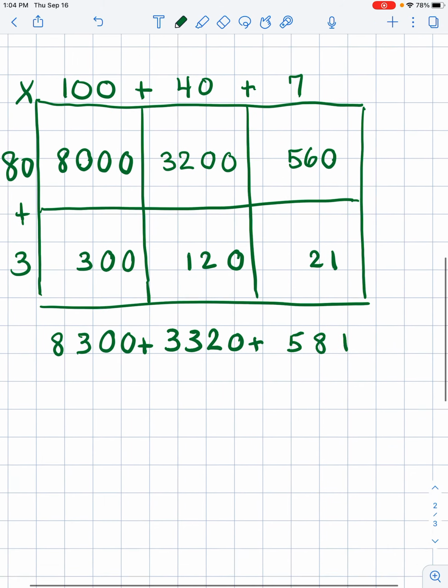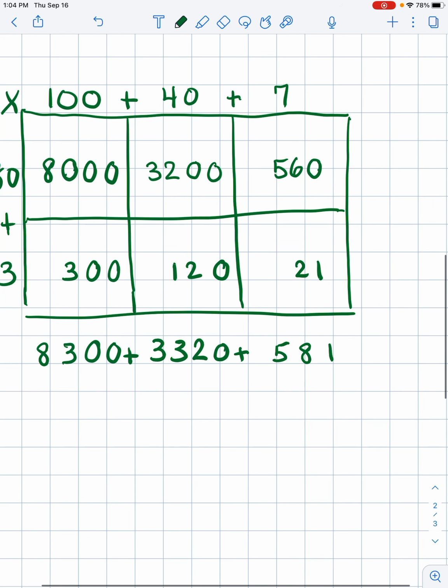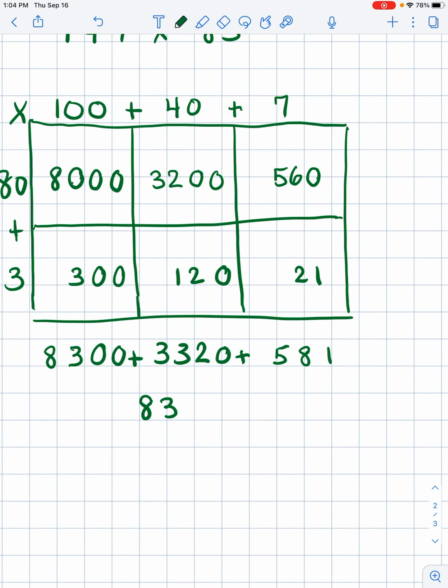All right, so let's do that down here. And we have 8,300 plus 3,320. And we're going to add 581. Okay, let's do this. So we have 0, 0. We have 1. 2 plus 8 is 10. Carry the 1. And then we have 3 plus 1 is 4.